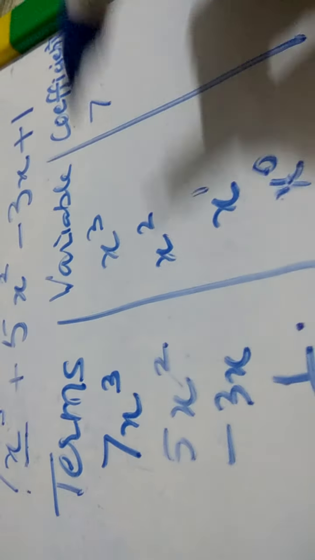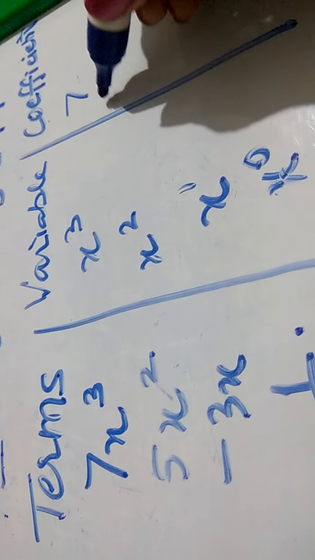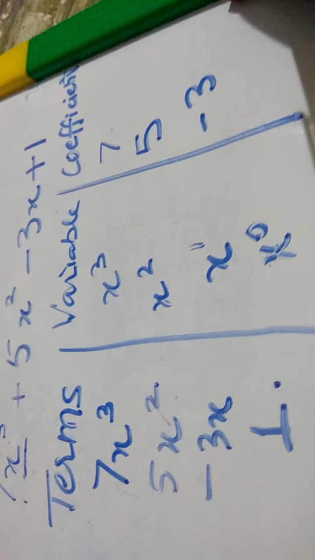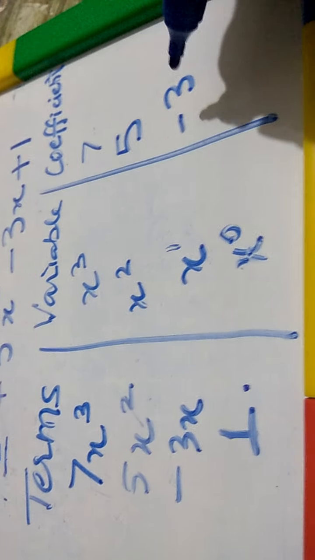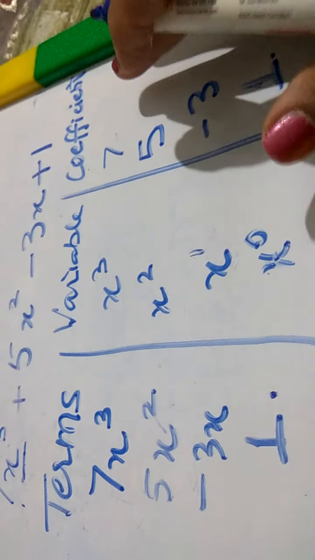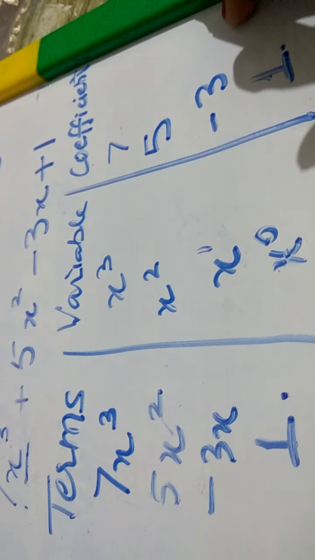Like the coefficient of x cube is 7. Coefficient of x square is 5. Coefficient of x is minus 3. The sign has to be considered along with the number. And the coefficient of x^0 is 1. So these constants are called the coefficients.